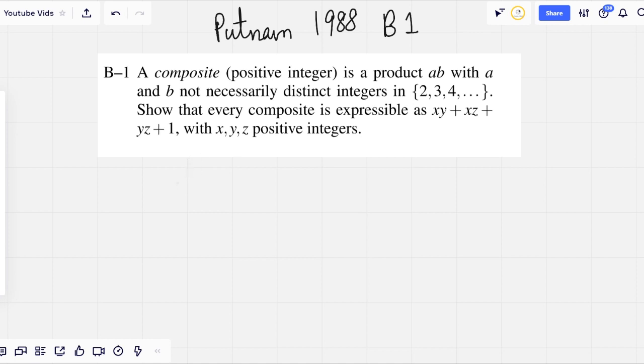First off, this is a number theory problem, it seems, about representing composite numbers greater than or equal to 4 in the form xy plus yz plus xz plus 1. How do we prove that a number can be of this form? Well, we can perhaps solve for x and y and z, or maybe something else.